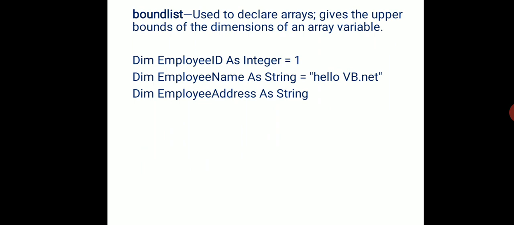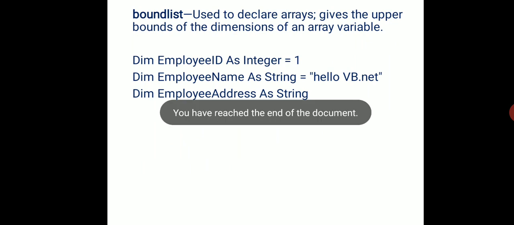Okay, see the syntax of declaring variables, that is dim variable name as type equal to expression, isn't it? Dim variable name as type equal to init expression. Okay, and these three are the examples. Okay.